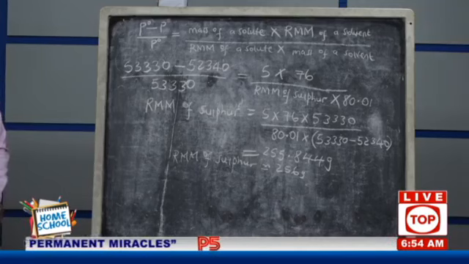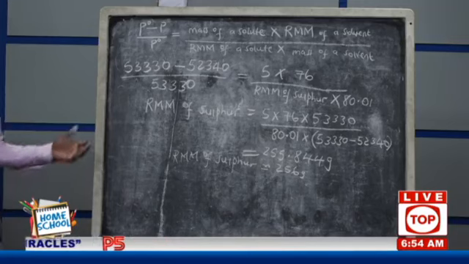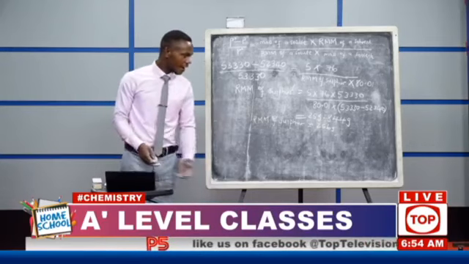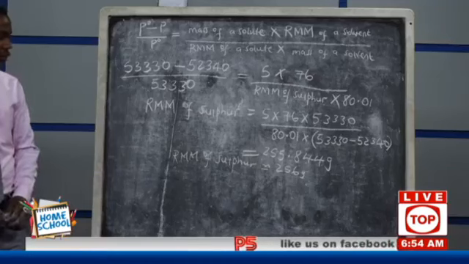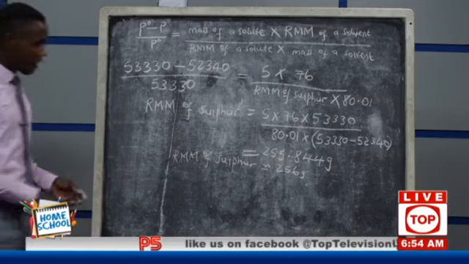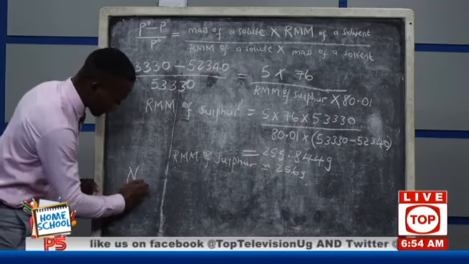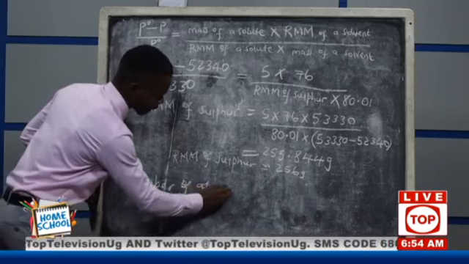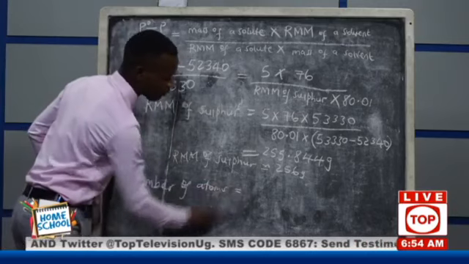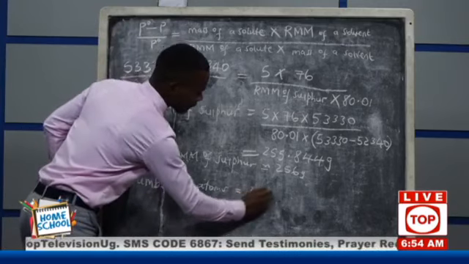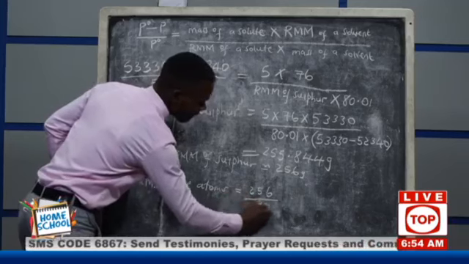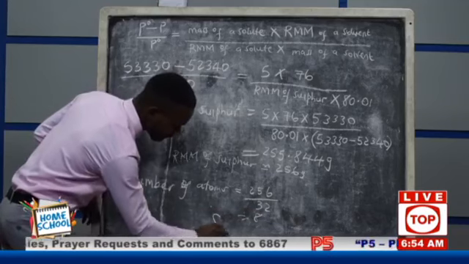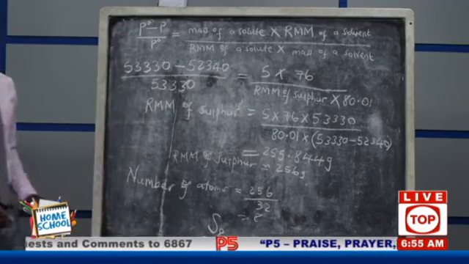Okay, once you have that one, you'll be able to calculate for the next question. There you may ask how many atoms are in this. Okay, so to get the number of atoms, the number of atoms in this will be equal to 256 divided by the mass of one atom. So you'll be able to get 8. So it is S8.